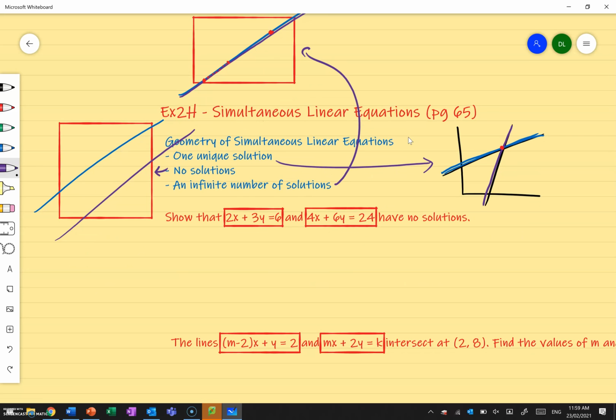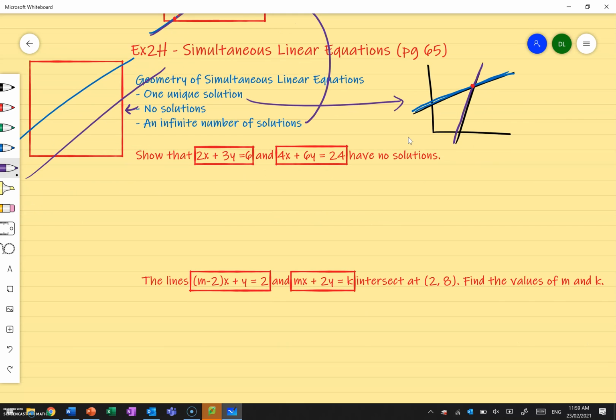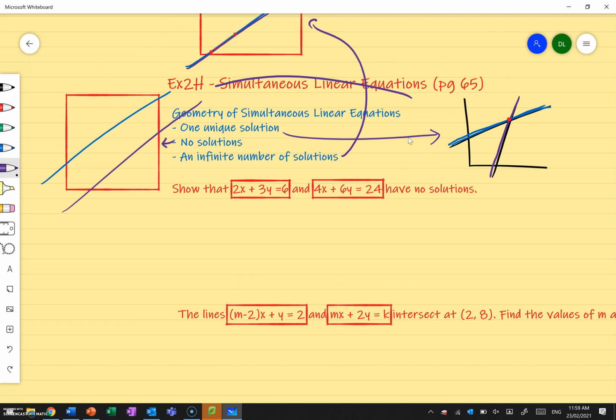No? Okay. Now, algebraically, what does that mean? In this question, show that 2x + 3y = 6 and 4x + 6y = 24 have no solutions. I've just gone ahead and had the liberty of drawing boxes around the equations, because I know it's a bit harder to see when I type it out. We have to show that there are no solutions. So if we look at the geometry of simultaneous equations, what situation gives us no solutions again? They're parallel lines. Let's go ahead and make them into the gradient intercept form that we know, y = mx + c.